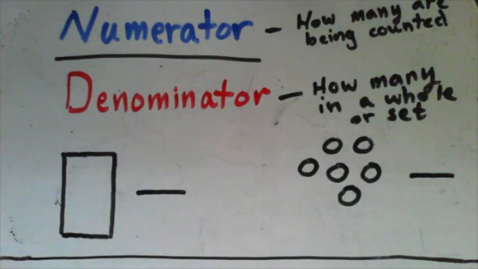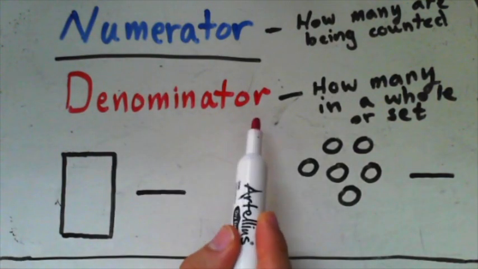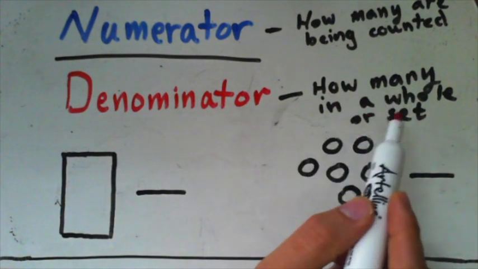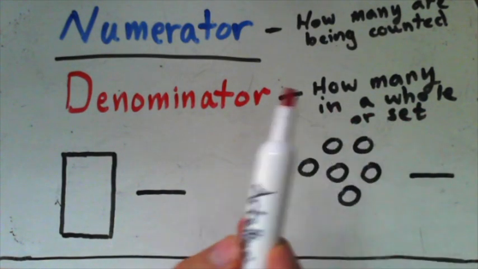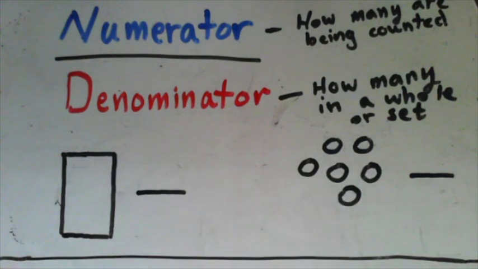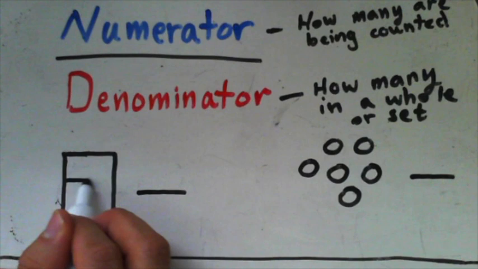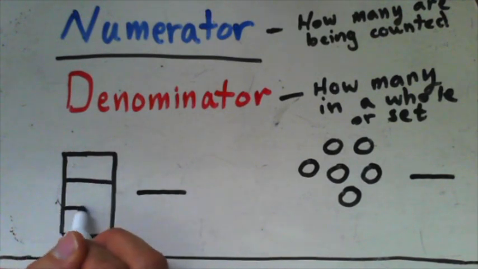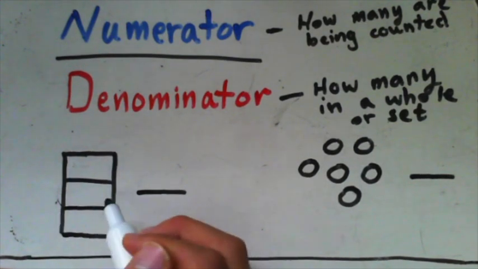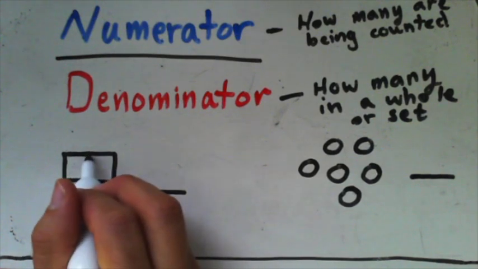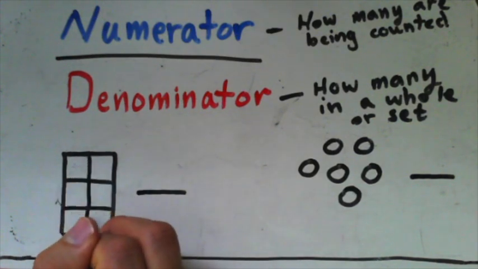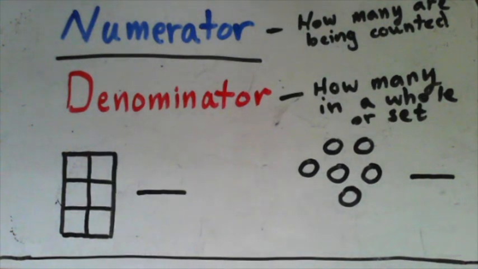Now, the bottom number is your denominator, and that's how many are in the whole or set, right? How many all together. And so let's take a look at this one. I wanted to divide this one up into sixths. I love dividing into sixths. It's kind of fun because you just have to make your thirds, and then we know that 6 is double 3. So all you have to do is cut it in half and you get sixths. And so this one's now cut into sixths.